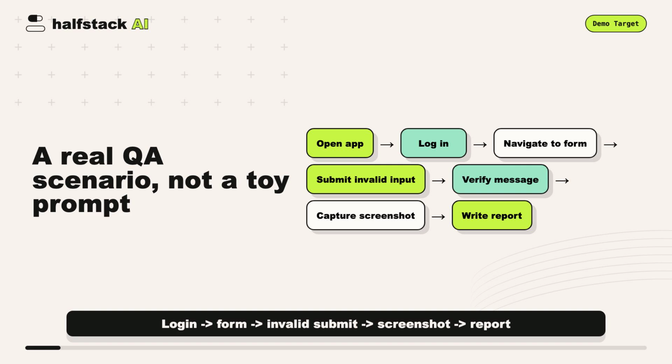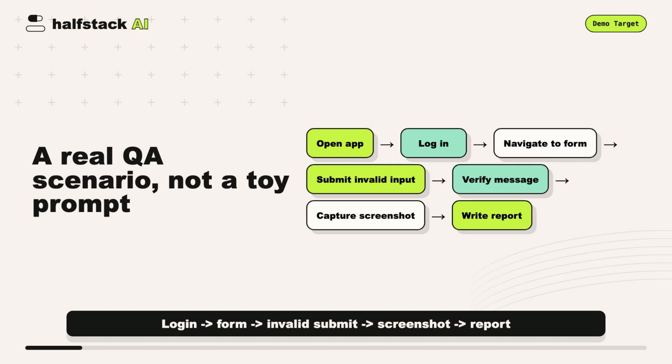The demo scenario is a common QA flow. The agent opens a staging web app, logs in with a test user, navigates to a registration form, checks which fields are required, submits invalid input, verifies that validation messages appear, captures a screenshot, and generates a short report. That sounds simple, but it covers the hard parts of AI-assisted browser work. State, navigation, accessibility labels, timing, test data, screenshots, and evidence.